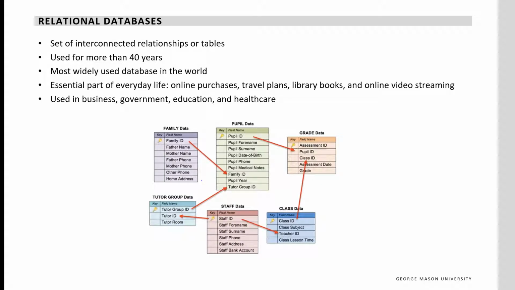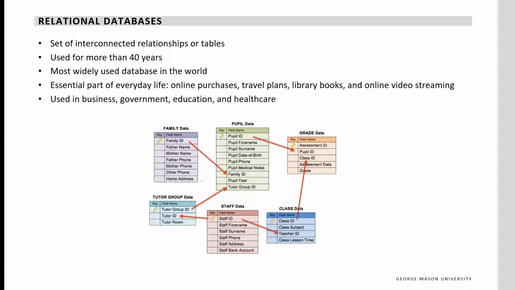Relational databases are an important concept to understand, and they're essentially a set of interconnected relationships or tables of information. They've actually been used for over 40 years, and they're the most widely used databases in the world. Essentially, they're a part of our everyday life, everywhere we are, from that online purchase that you make on Amazon, or the travel plans you're making for the holidays, or even when you go and pick up a book at your current library.